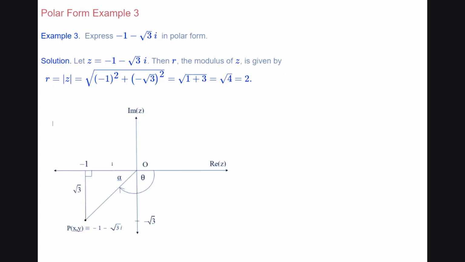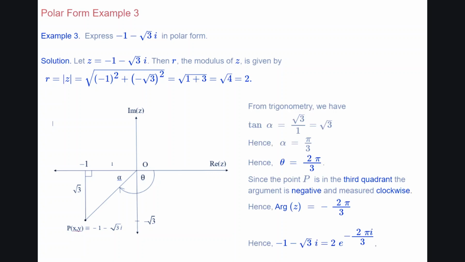Now, for the argument, we draw a diagram again, and from trigonometry, we see that tan of angle alpha, which is the acute angle in the triangle, tan alpha is root 3 on 1, which is root 3, hence alpha is pi on 3. That makes the obtuse angle theta equal to 2 pi on 3.